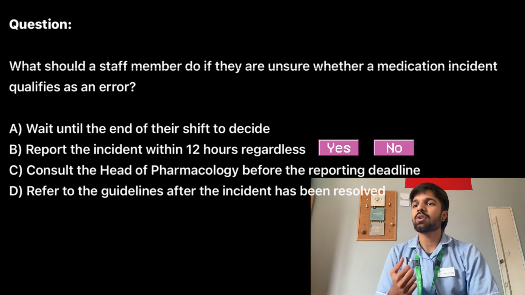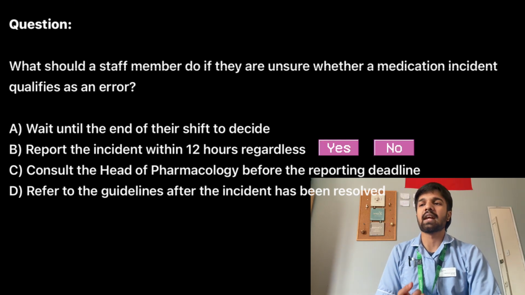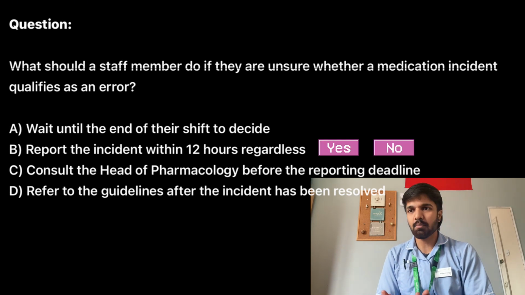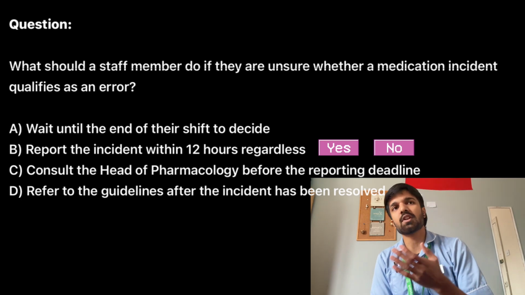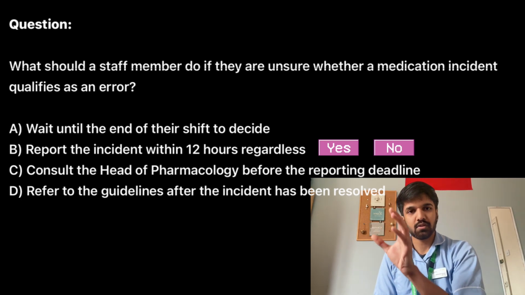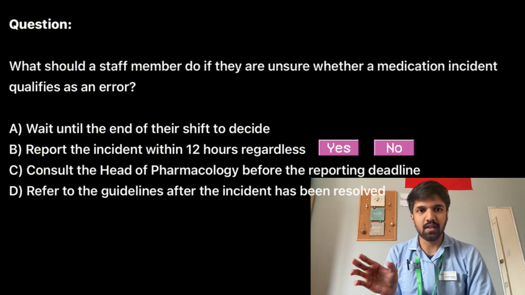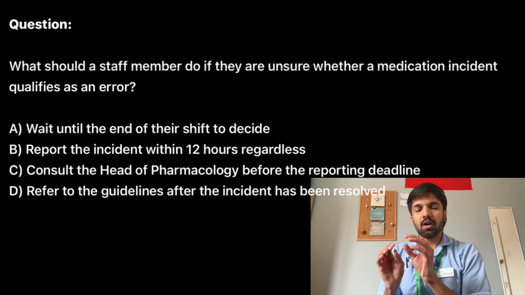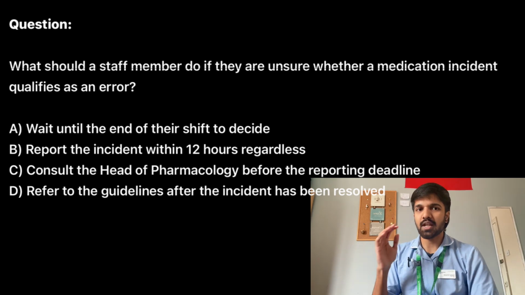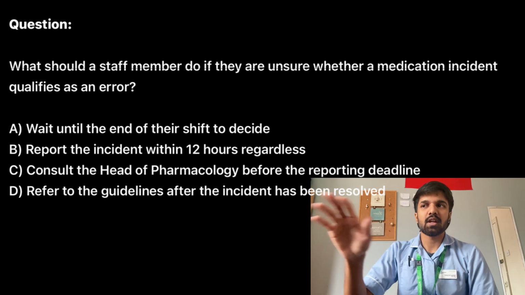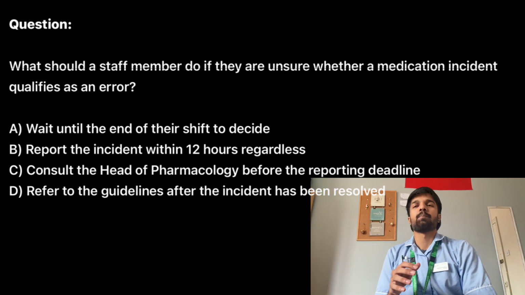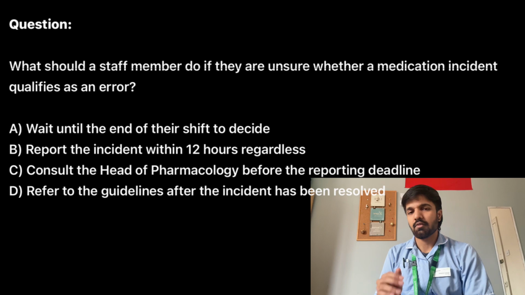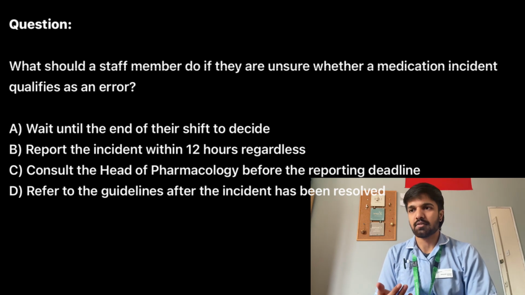Option B, report the incident within 12 hours regardless. So whatever happens, we have to report it within 12 hours. It is there in the text. You may get confused, so keep option B separate. Option A, eliminate. Option B, keep it, because somewhere in the text it says it has to be reported within 12 hours, otherwise you will meet disciplinary action.